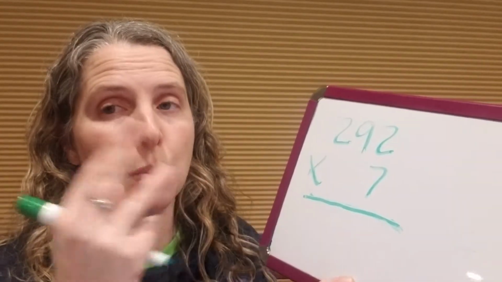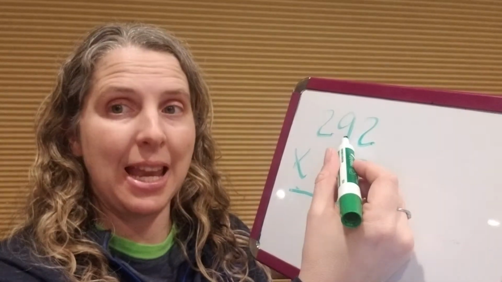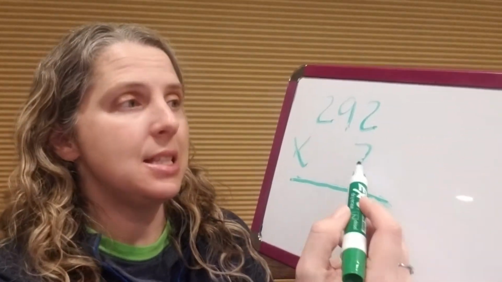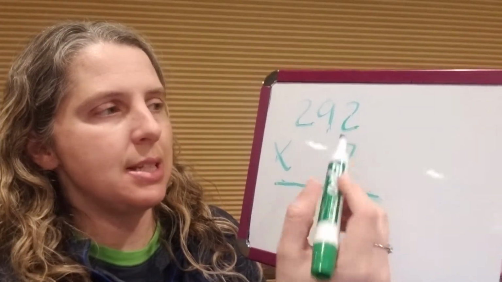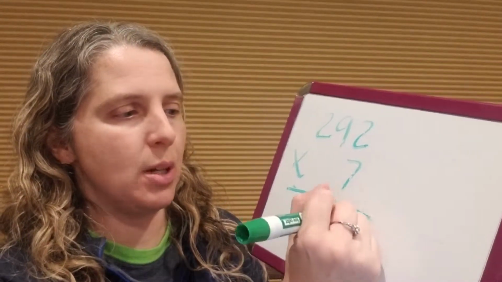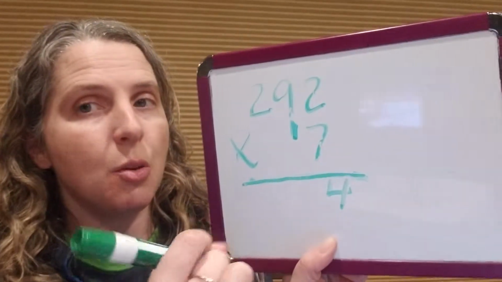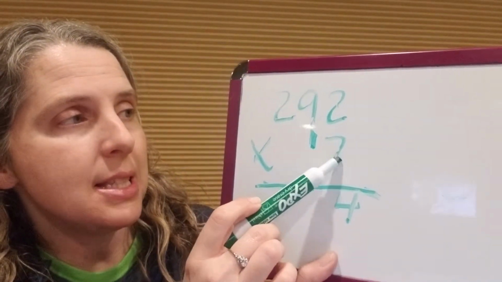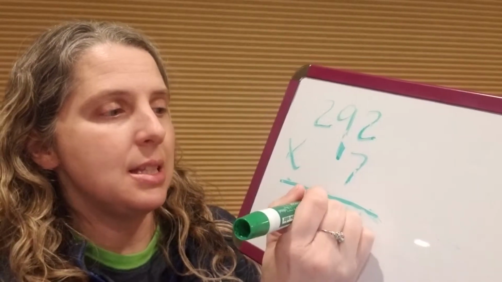Or you could do 3 partial products. You could do 7 times 2 ones, 7 times 9 tens, 7 times 2 hundreds. Either way, it's totally up to you. So 7 times 2 ones is 14. You should be saying these as I'm doing them. Using your multiplication chart if you're unsure. 7 times 9 is 63, plus 1 more is 64.